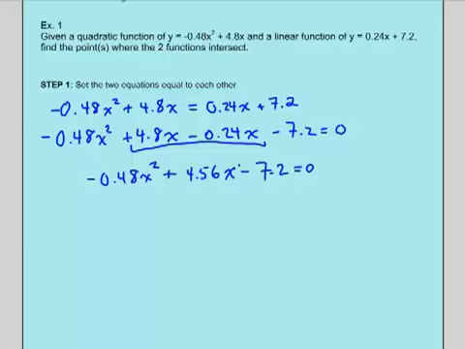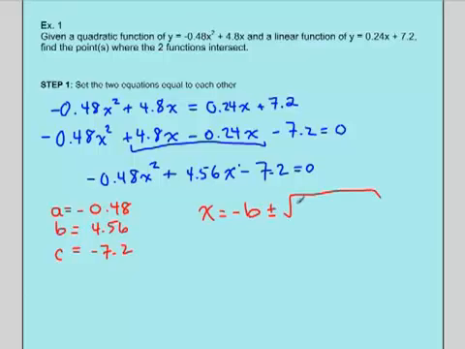So for our quadratic formula, we're going to have a values, b values, and c values. So in this question, we have a is equal to negative 0.48, our b value is 4.56, and our c value is equal to negative 7.2. Our three numbers right there, there, and there. And if you forget, our quadratic formula looks like this. x equals negative b plus or minus square root b squared minus 4ac, all over 2a.